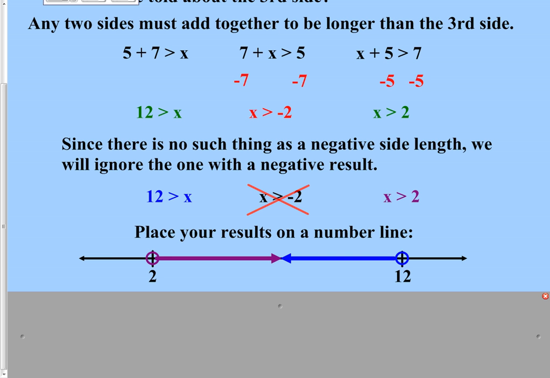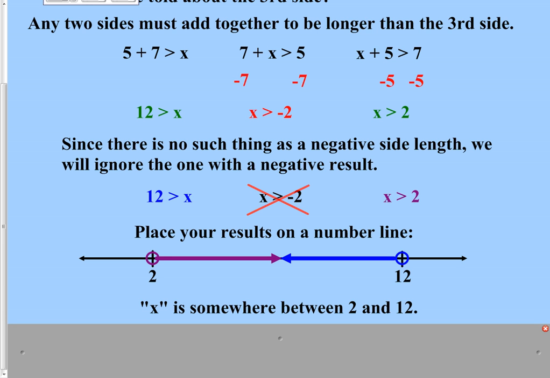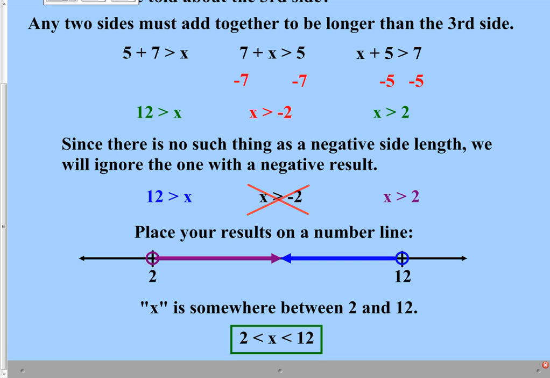Now remember, it cannot be a tie with one of these numbers. So x cannot be 2, x cannot be 12. So when it comes time to answer our question, we will make sure that we note that it is somewhere between 2 and 12. Okay, and the proper notation is like this. 2 is smaller than x, but x is smaller than 12. So our value for x must be somewhere between the number 2 and the number 12.